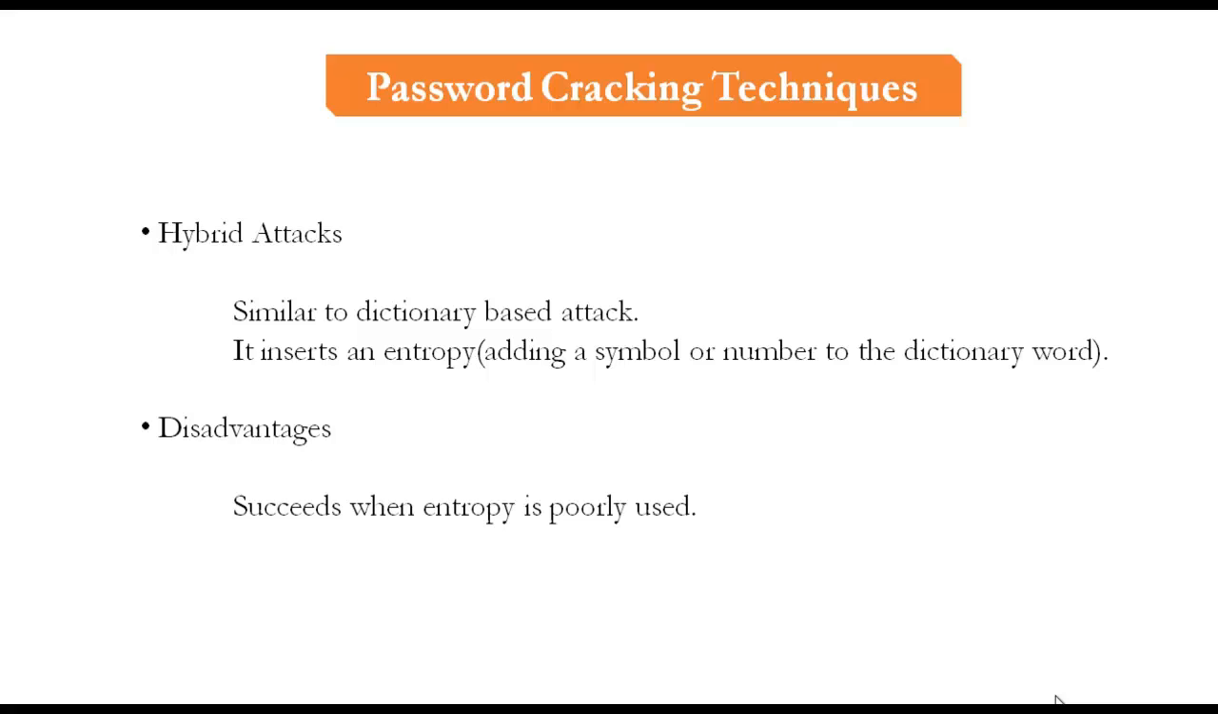This is very similar to a dictionary based attack, but in hybrid attacks it inserts an entropy. It means adding a symbol or number to the dictionary word. It takes a dictionary word and it adds some symbol or number to it, and then it checks whether it is the password or not. And the disadvantage is it succeeds only when entropy is poorly used. This is the disadvantage with these hybrid attacks.